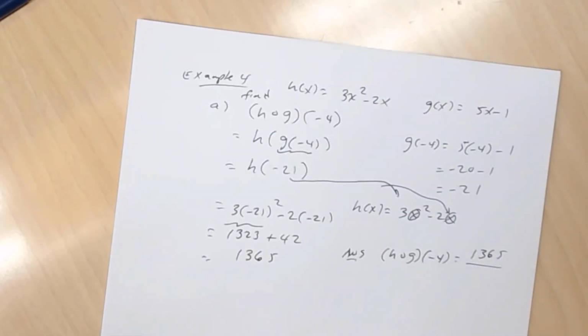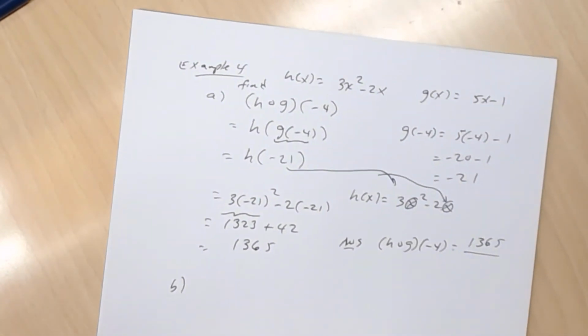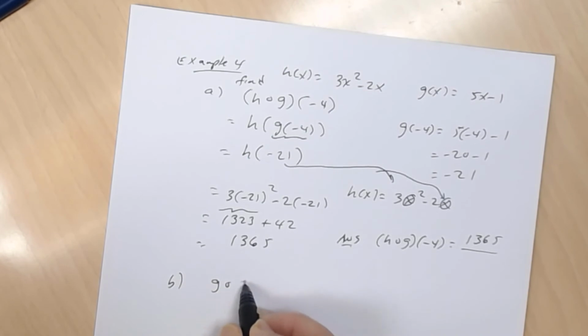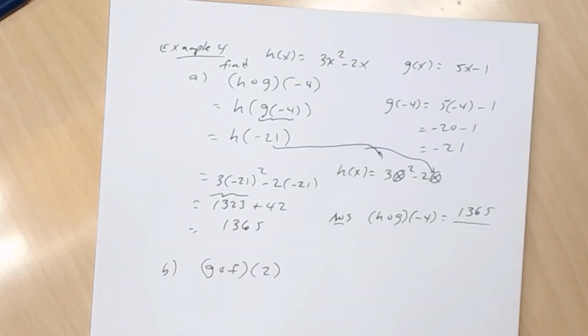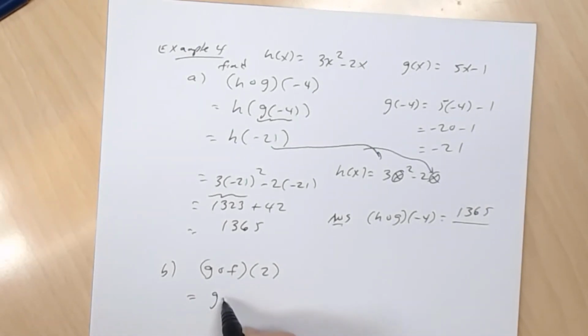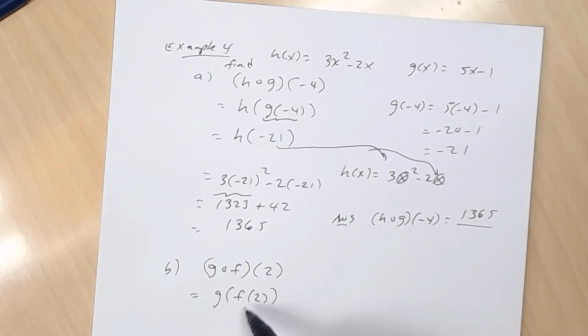All right, letter B. Suppose I want to find g composed with f, let's say at 2. g composed with f at 2. All right, well, again, definition. You're going to rewrite this as g of f of 2. Notice the order. The order matters.